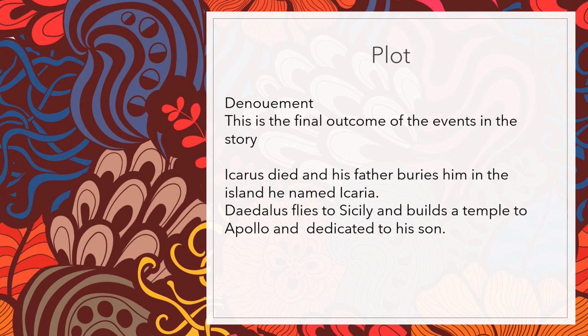Ahora tenemos el denouement, que es lo último, lo que ocurre al final, los eventos que son importantes para la trama en el cuento. Y en este caso, pues, Ícaro muere y su papá lo entierra en la isla que después él nombra Icaria. Y el segundo evento es que Delius vuela hacia Sicily y entonces le construye un templo a Apolo y se lo dedica a su hijo. Esos son los últimos dos eventos.